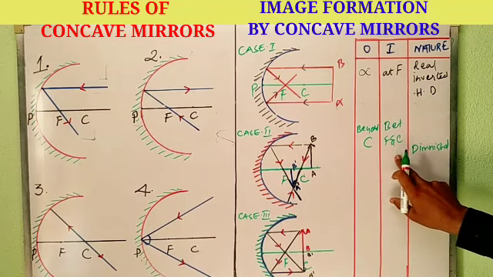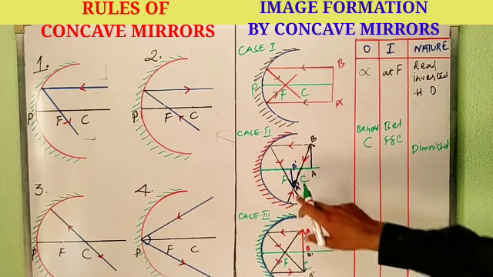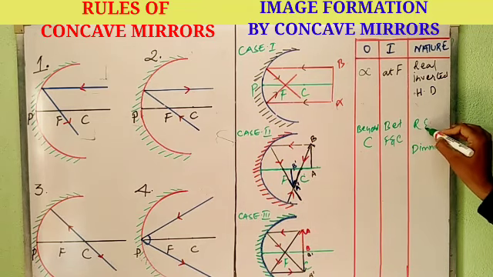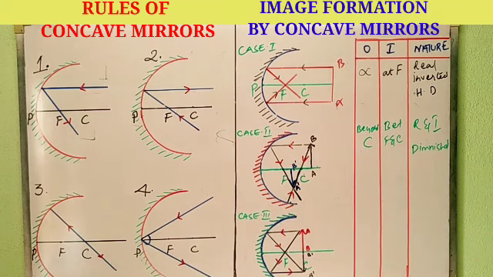Now how are the reflected rays meeting? Yes, the reflected rays are meeting. If the reflected rays are meeting, what kind of image is formed? Real and inverted image is formed.